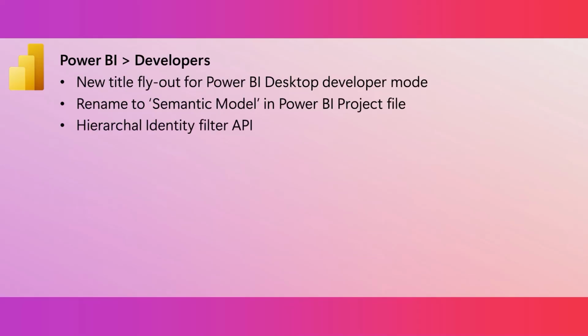In desktop developer mode, if you click on the title bar, you will see a new flyout that is specific for Power BI Project. It lets you easily find the Power BI project files, as well as the display name settings for the report and semantic model. And you can also open the folder in File Explorer by clicking on the paths.